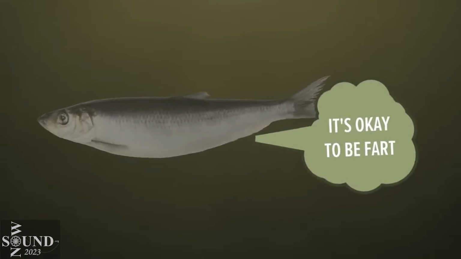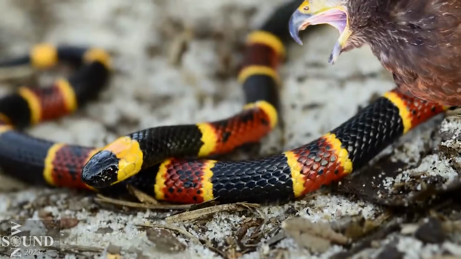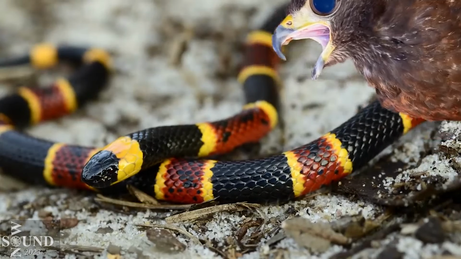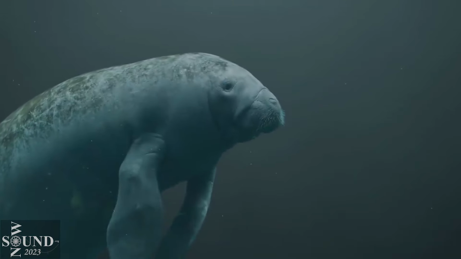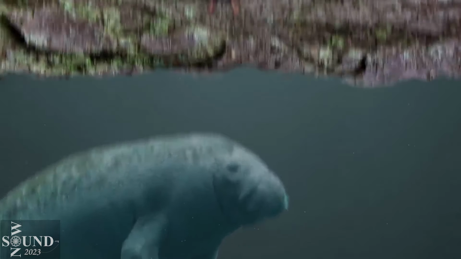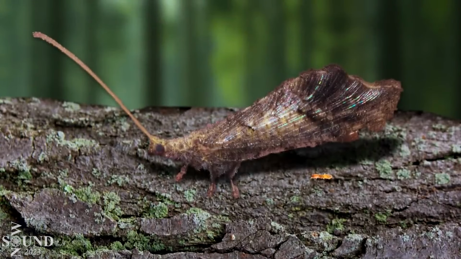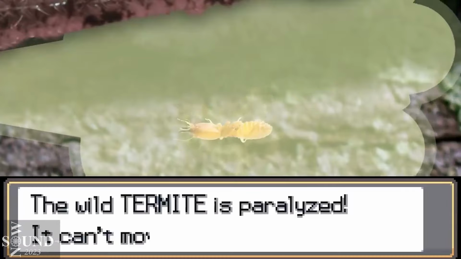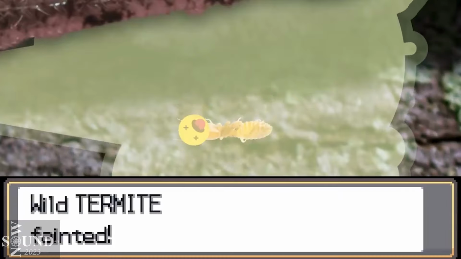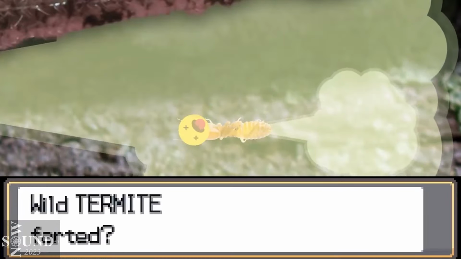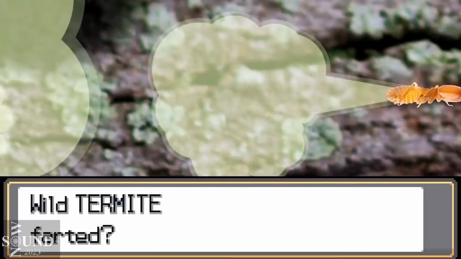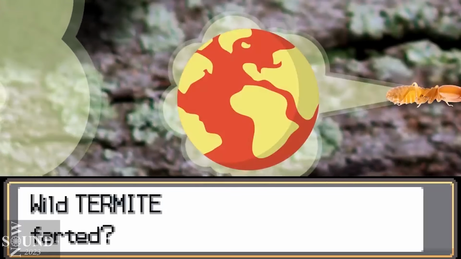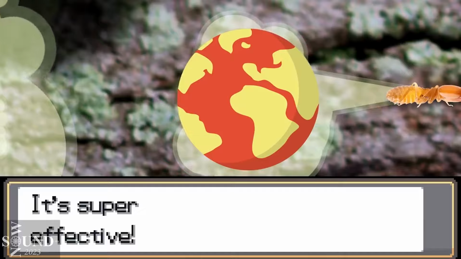Herring, they fart to communicate. Coral snakes fart as a defense mechanism. The West Indian manatee uses farting to regulate its buoyancy. And beaded lacewings make death farts, a gas that's specifically evolved to paralyze and ultimately kill termites, who also fart. A lot. Like, termites fart enough to contribute maybe a few percent to global greenhouse gas emissions. That's a lot of gas.